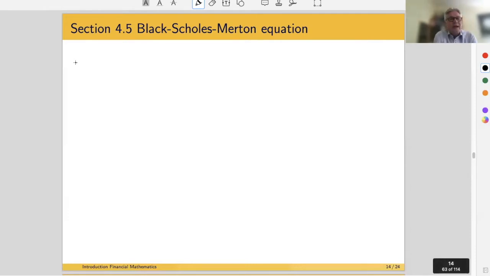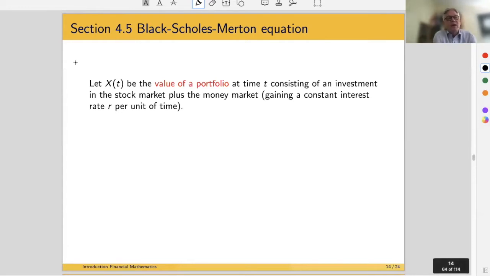So let's look at the basics to get to this option pricing equation. We start with the value of a portfolio at time t, and we call that Xt. Xt is the value of a portfolio, and that portfolio consists of an investment in stocks and an investment in a money part. That money part is gaining a constant interest rate per unit of time, and we denote that by small r. The investment in the money market you can see as an investment, for example, in bonds.